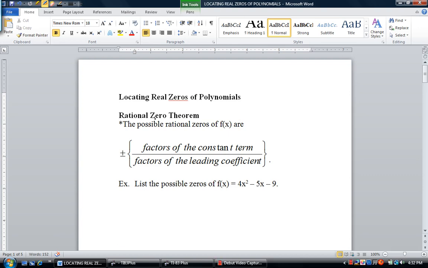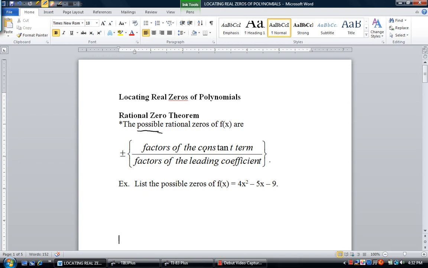Now, a rational zero is actually any number that can be written as a fraction, which means you can actually find it with your graphing calculator. But this theorem is asking for the possible rational zeros. It's not the actual rational zeros, but the possible ones.